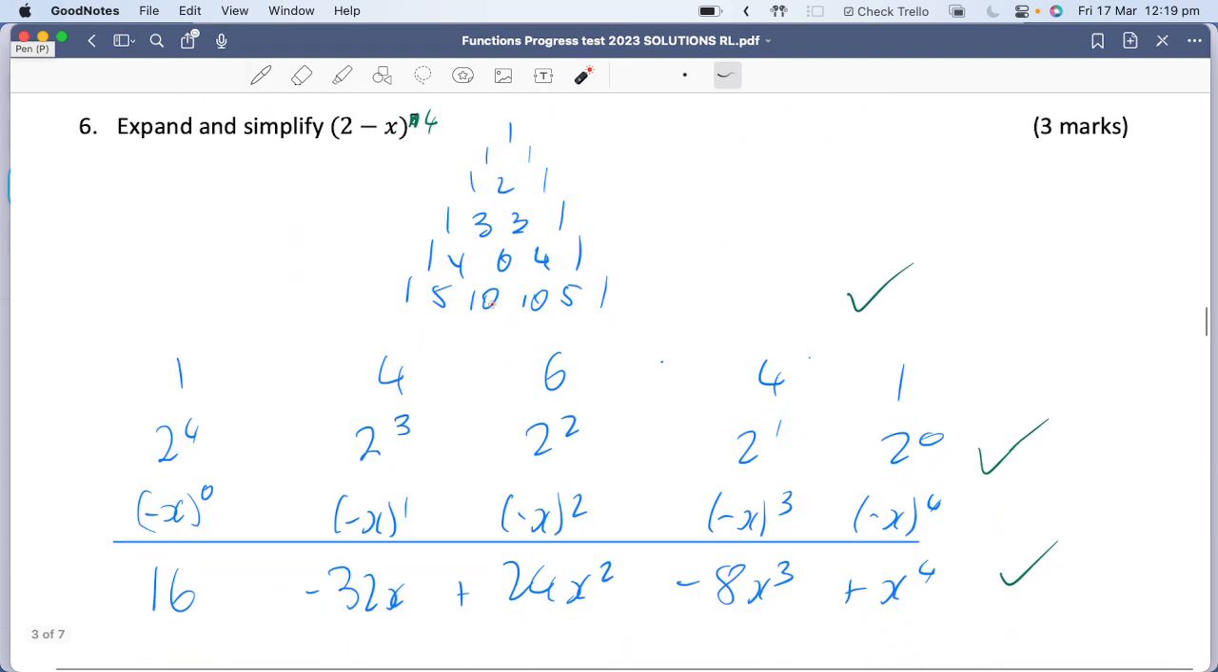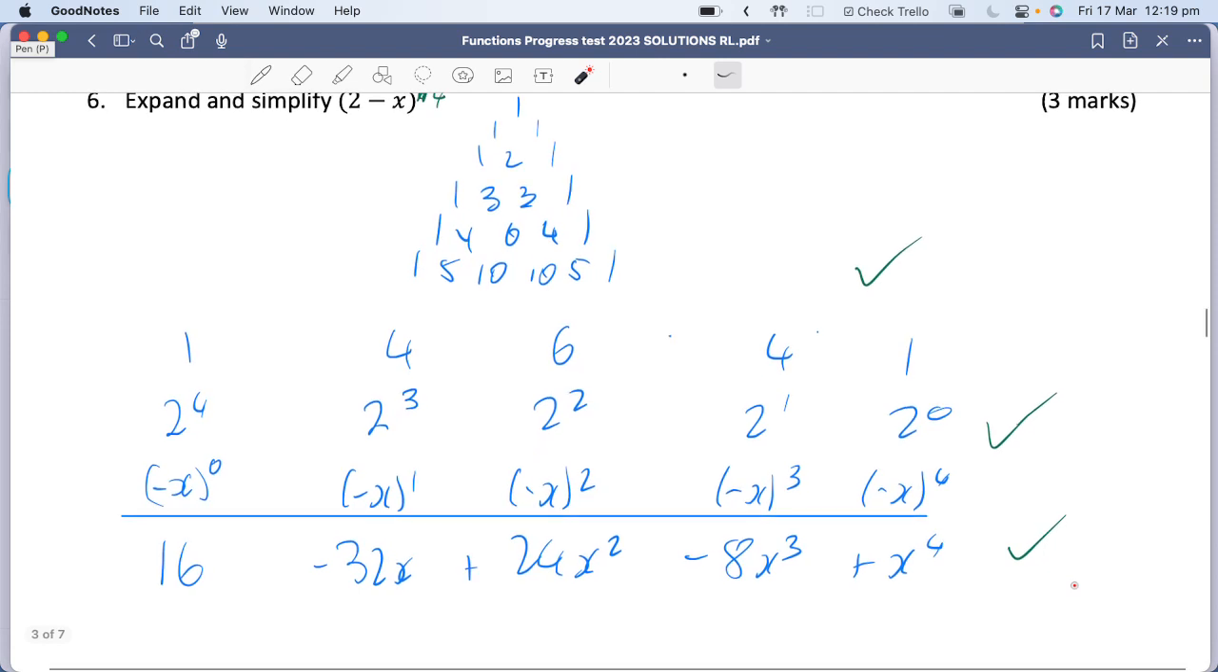Okay. We modified this question between the draft and the actual. That's why it looks a bit different here. Expand and simplify (2 - x)^4. That's the way to do it. Done. Easy as. What I noticed that some people did, there's nothing wrong with it. Again, nothing wrong with it.